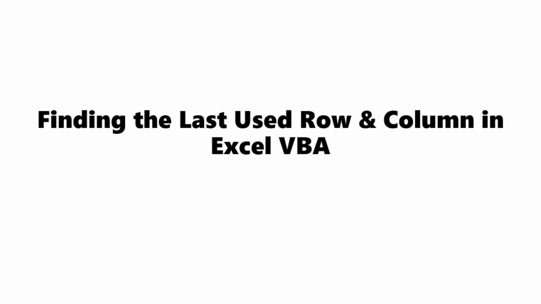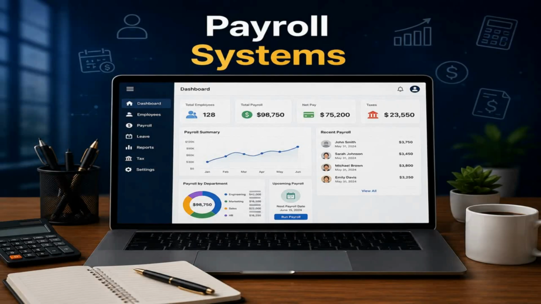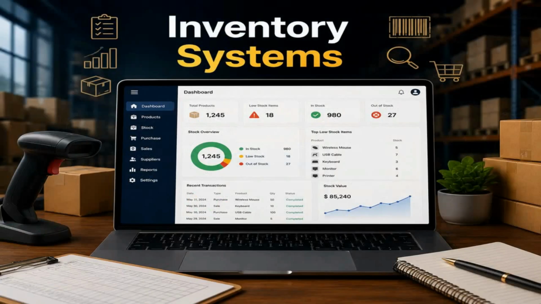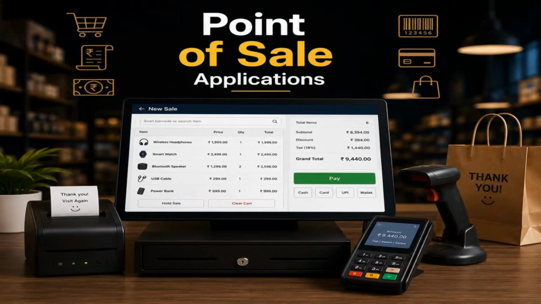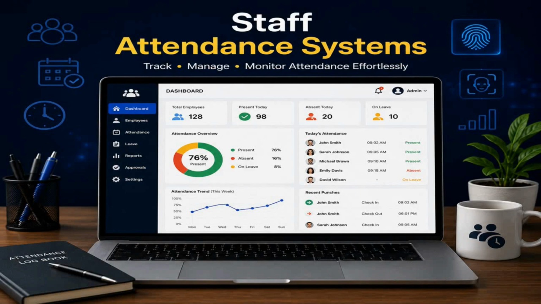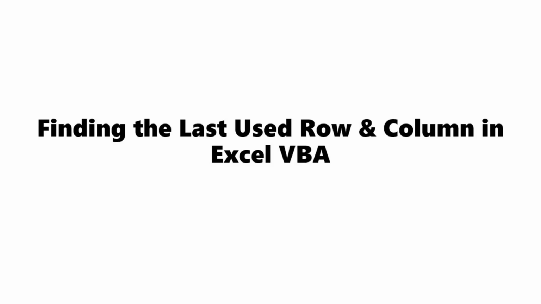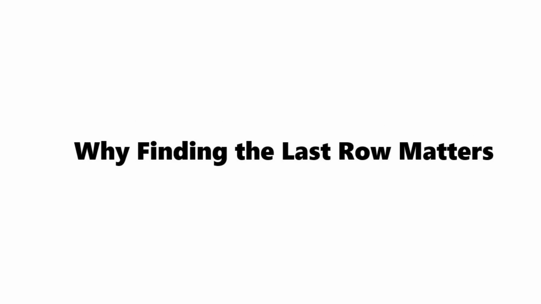One of the biggest differences between a beginner's VBA program and a professional business application is flexibility. Professional applications don't assume how much data exists. They discover it automatically. Whether you are building a payroll system, a school management system, an inventory system, a POS system, or a staff attendance system, finding the last used row and column is a skill you use almost every day.